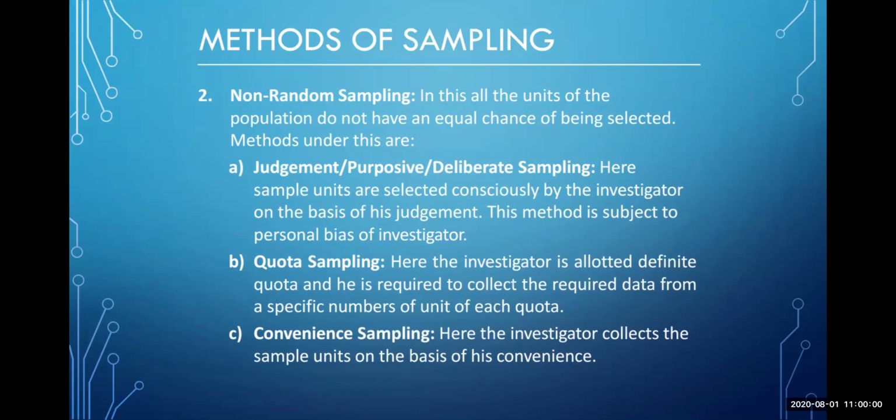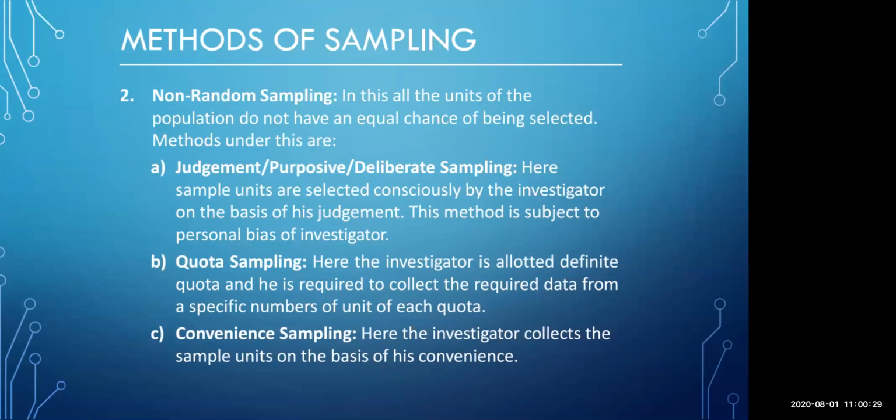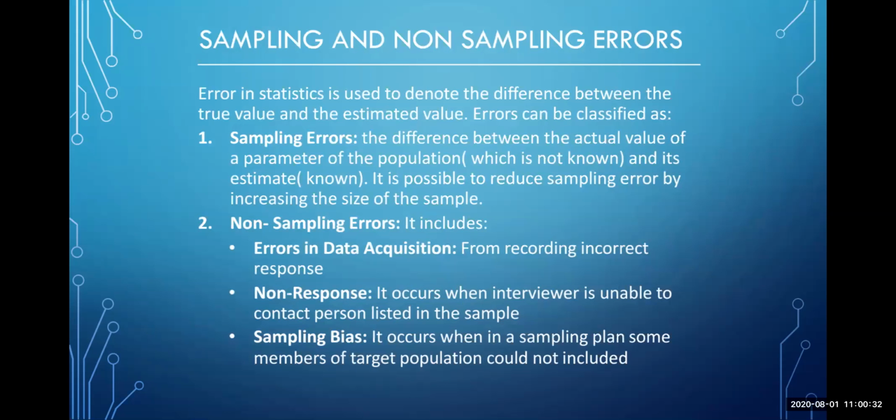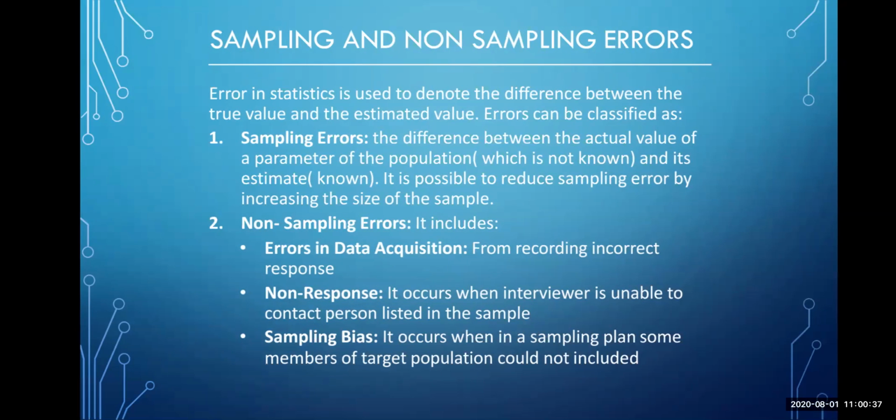The other is quota sampling. Here, the investigator is allotted a definite quota and he is required to collect the required data from a specific number of units of each quota. The third one is convenience sampling. So here the investigator collects the sample units on the basis of his convenience, which is again very much biased. So now that we know the methods of sampling, random and non-random.